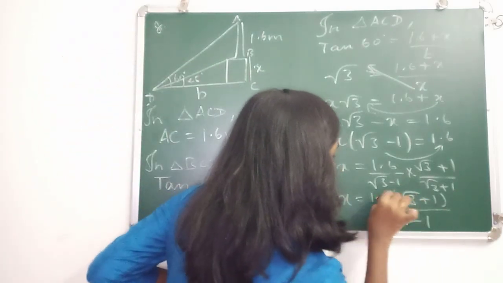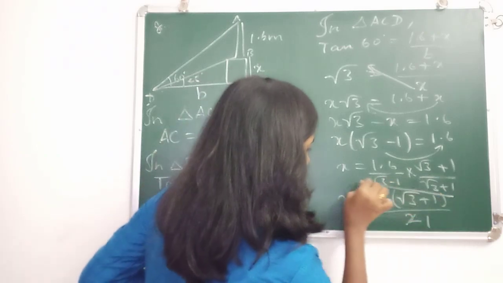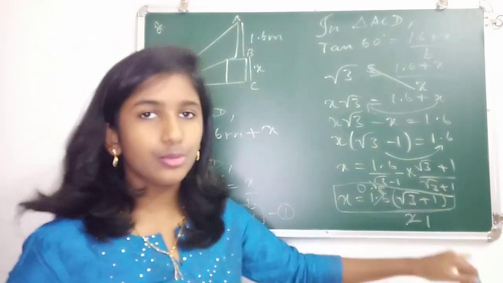And if we cancel, we get x is equal to 0.8 into root 3 plus 1.